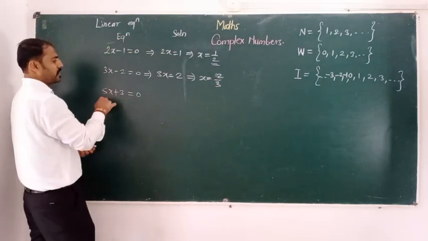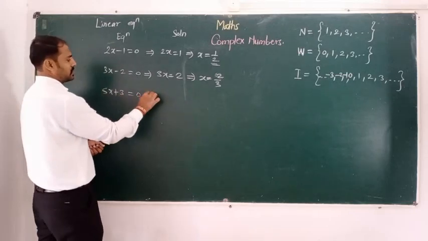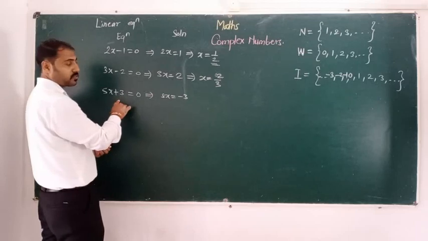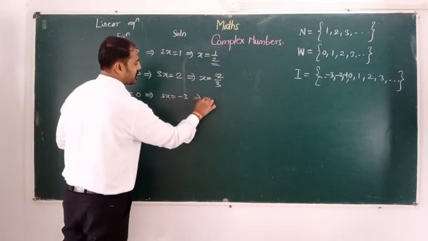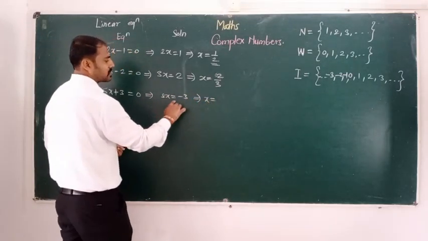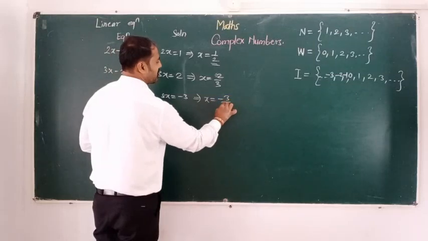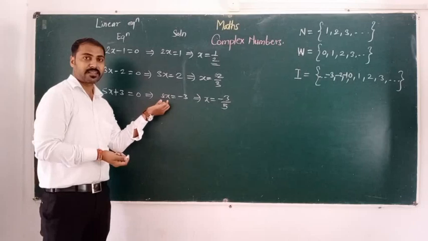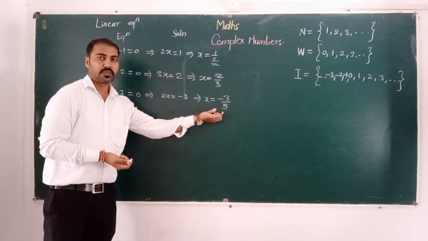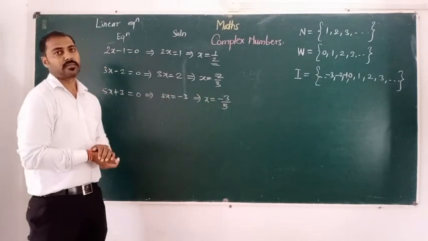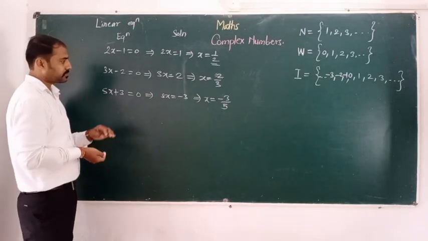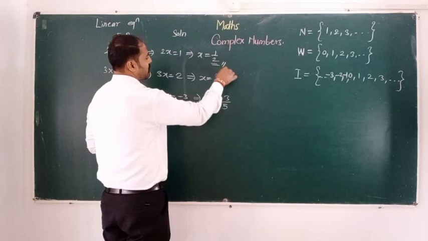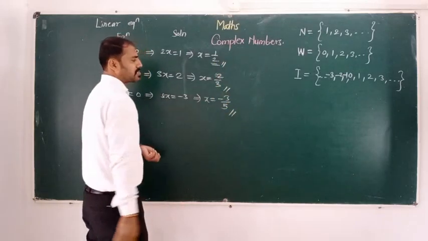Suppose that 5x plus 3 is equal to 0. This implies 5x is equal to minus 3. This implies x is equal to, solving for x, minus 3 divided by 5. Take 5 on RHS. Here it is in multiplication. In RHS, it is in division, and so on. So we get these numbers 1 upon 2, 2 upon 3, minus 3 upon 5.